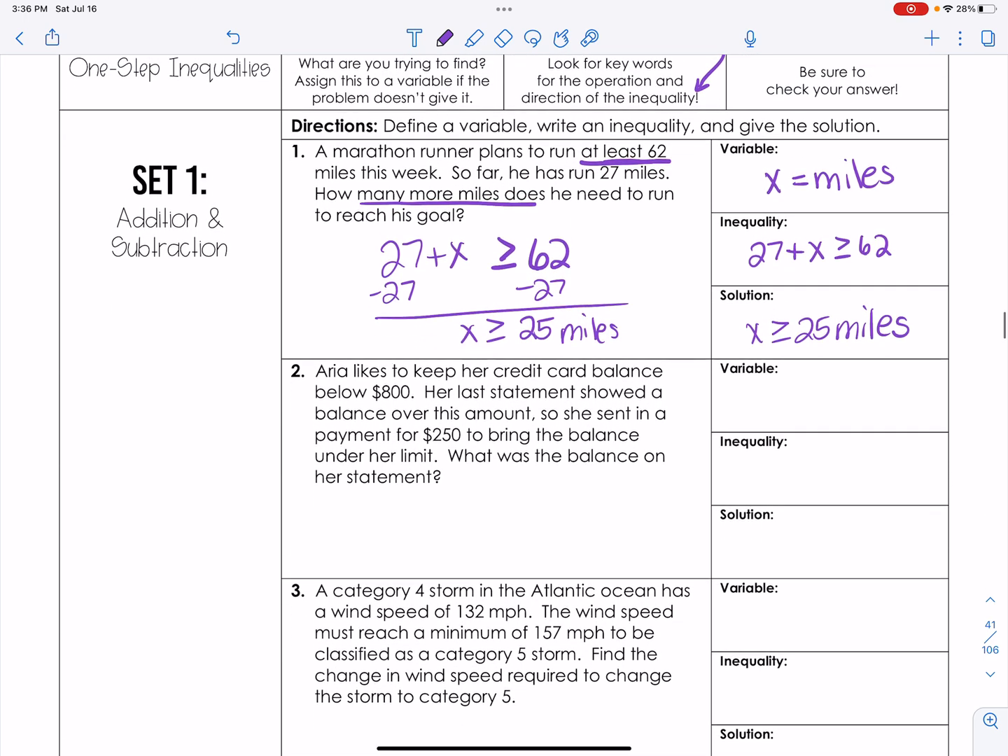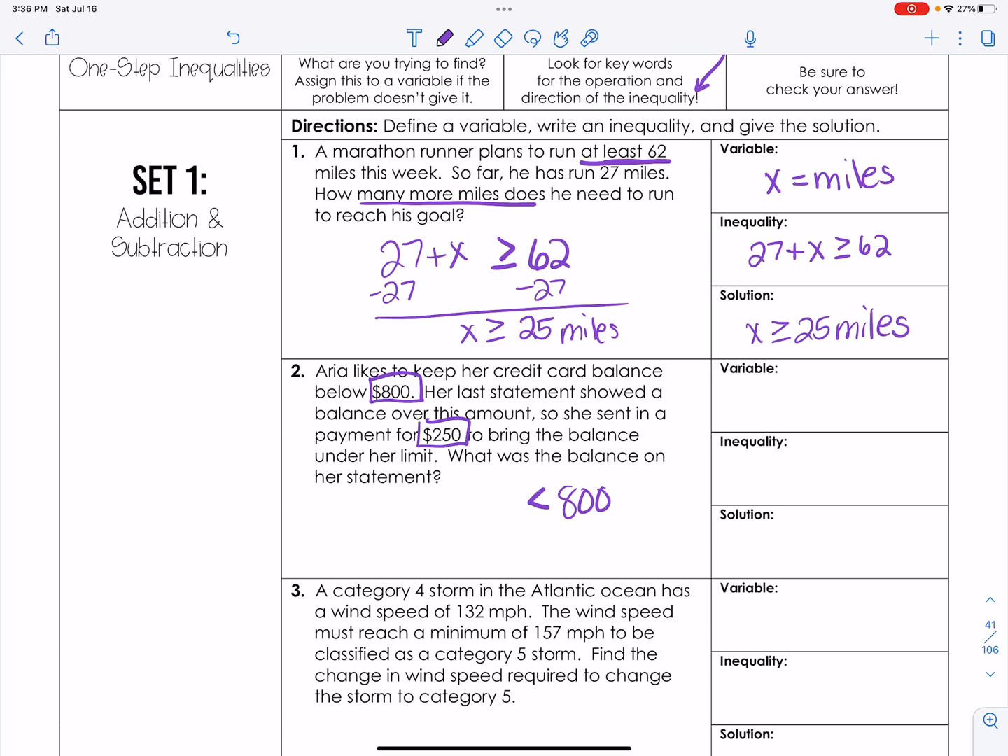So Aria likes to keep her credit card balance below 800. So when I'm doing this, I want it below 800. I don't want it equal. I want it below 800. Her last statement showed a balance over this amount, so she sent in a payment for $250. She's paying it away, so it's going to get subtracted. What was the balance on her statement?